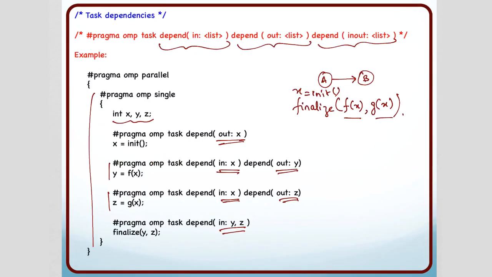Let's go back to the example. Now it will make a lot of sense. So what is this saying? This is creating a graph. What is this graph? So first there is this x equal to init, right? So there's some init that's going to happen, and it has an out of x, right? And then there is this y equal to f of x, which has x as an in dependency, right? So this is y equal to f of x, and similarly this z is equal to g of x also has an in dependency of x, right?